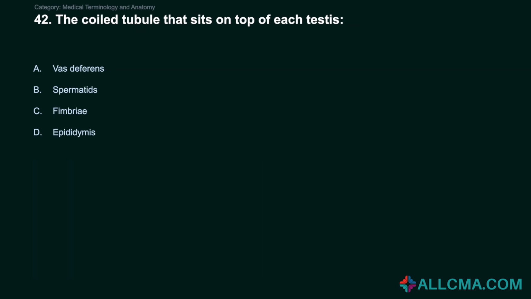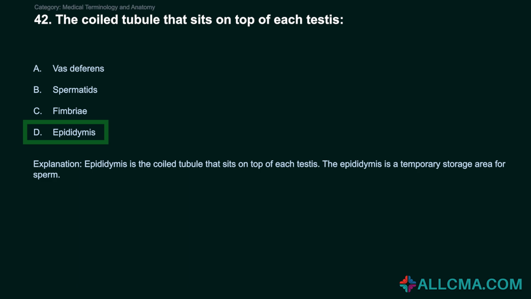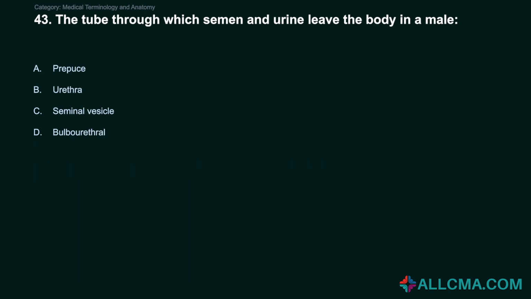42. The coiled tubule that sits on top of each testis. A. Vas deferens. B. Spermatids. C. Fimbriae. D. Epididymis. Correct answer, D. Epididymis. Epididymis is the coiled tubule that sits on top of each testis. The epididymis is a temporary storage area for sperm.